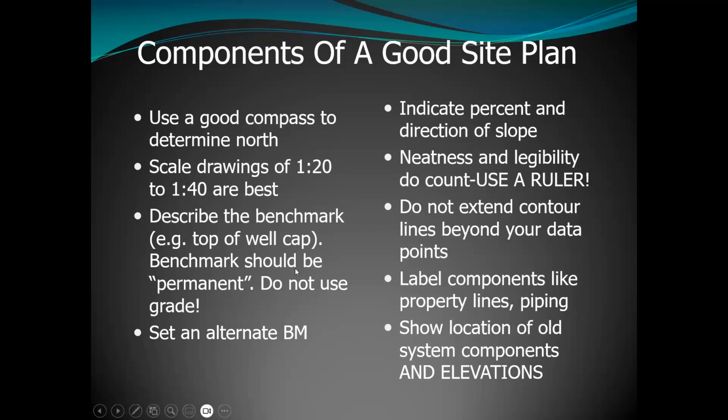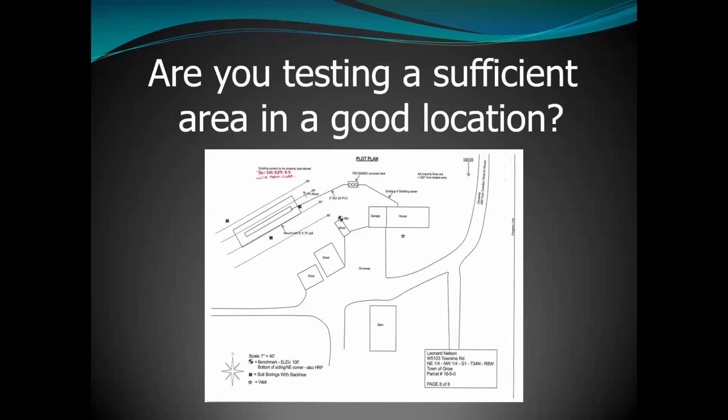Indicate percent and direction of slope. Neatness and legibility do count. Use a ruler or some kind of drafting program, or even Microsoft Paint, to draw stuff out. We've had some terrible plans come in, terrible handwriting, terrible legibility, we can't see. Don't copy things. We've had some people use air photos as a base layer and try to draw on top of it. It gets too dark, too cluttered. We can't see. It should be a clean sheet like this one so we can see everything. If you had an air photo as a backdrop on there, we lose all the lines.